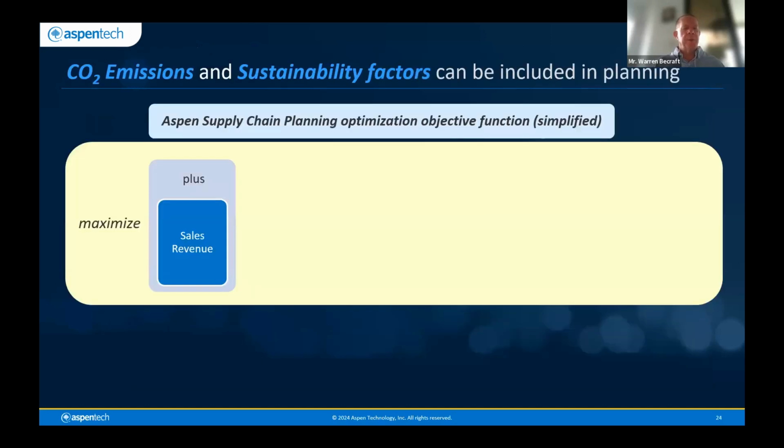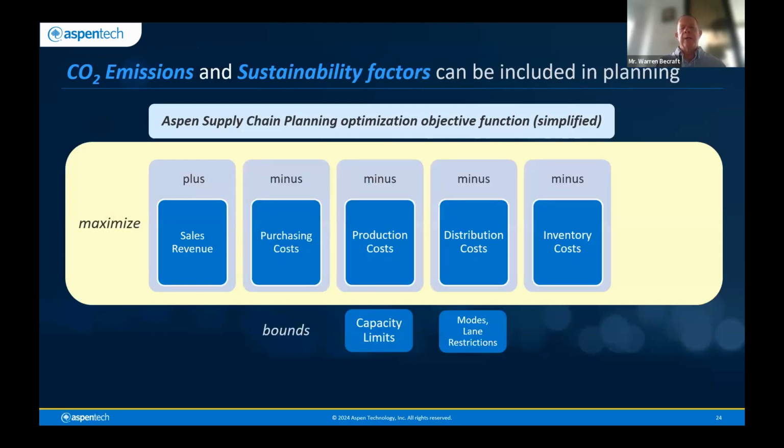So I mentioned sustainability before, and the key in supply chain optimization is the objective function. We want to maximize our profitability. We start with what sales we can generate this month and the next months coming up in the time horizon. But we also have to take into account the costs: purchasing, production, distribution, inventory. And those all have different capacities and constraints. So in production, we have capacity limits. In distribution, we have transportation modes and lane restrictions.